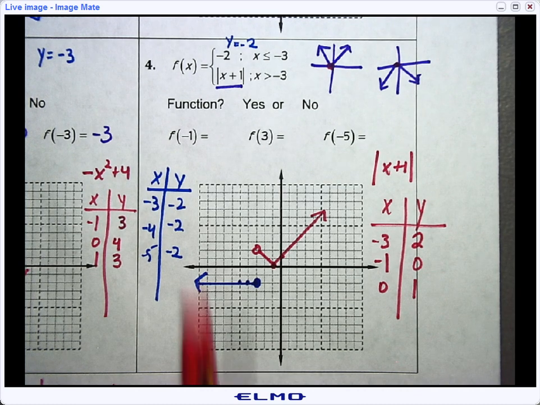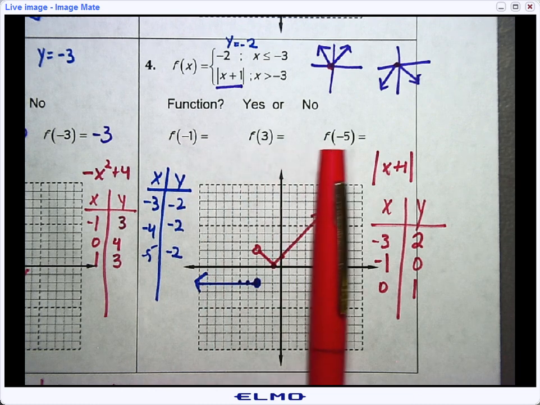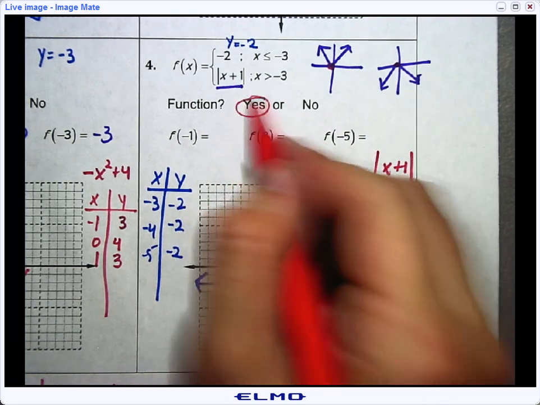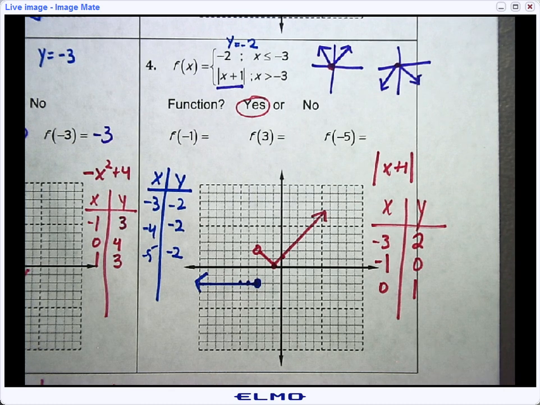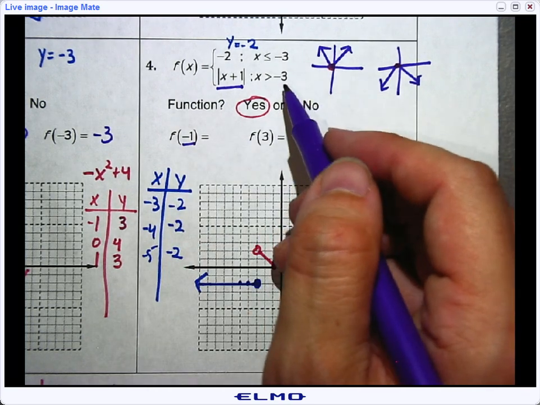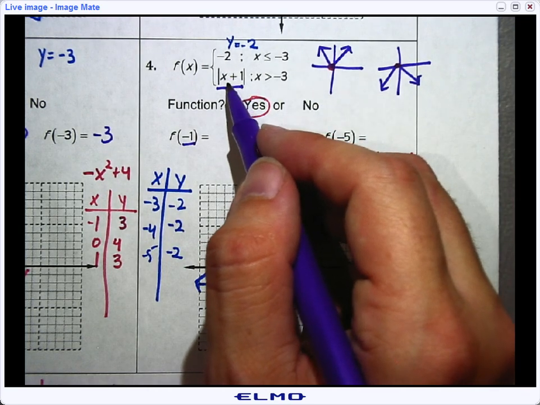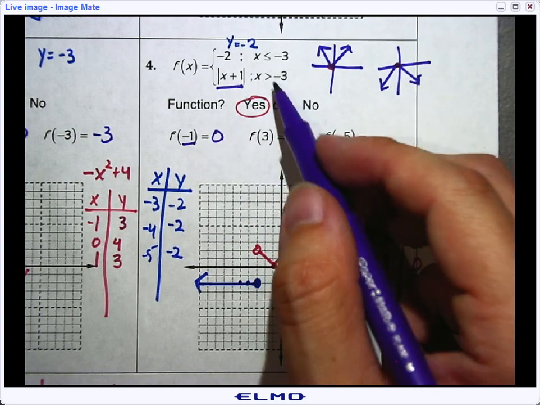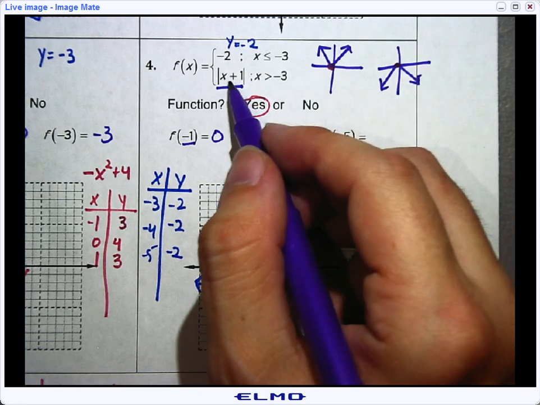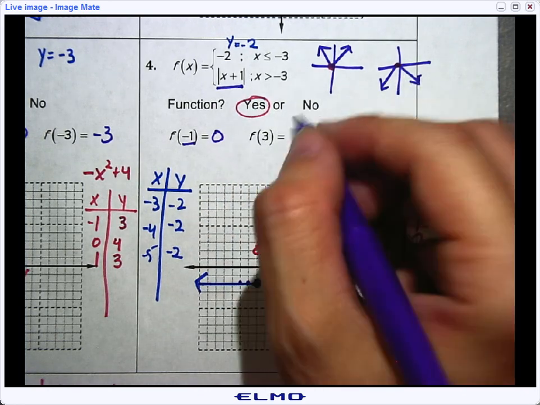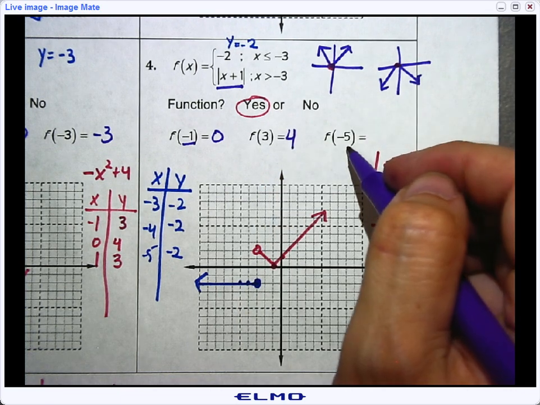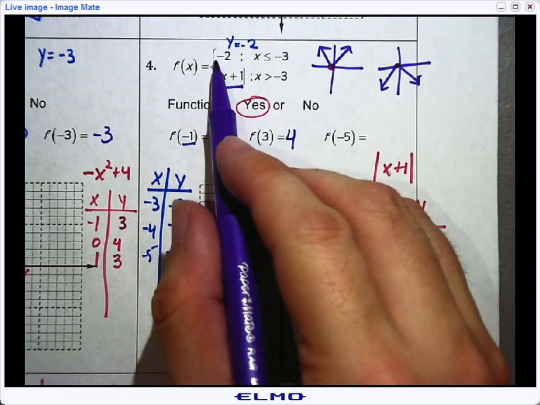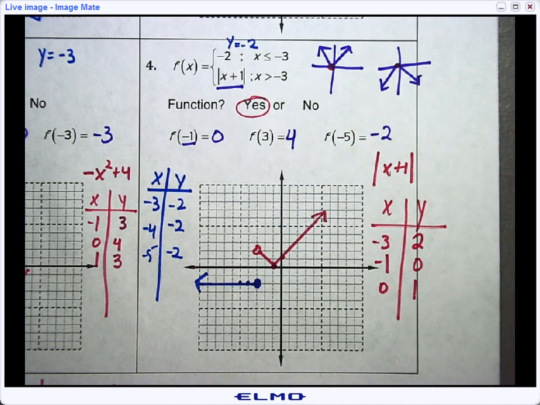All right, is this a function? Again, vertical line test, have no issues. So yes, this is a function. Evaluating these for these given values. So plug in a -1, which is greater than -3, so it goes in here. So -1 plus 1 is 0, absolute value of 0, 0. 3 is greater than -3, so we plug in a 3 here. 3 plus 1 is 4, the absolute value of 4, 4. Plug in a -5, which is less than -3, so the y value is just -2. There are your functions.